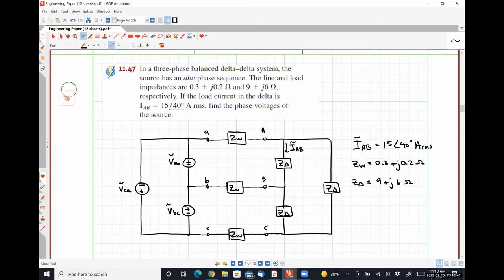A quantity that isn't going to change when we do that transformation is our line currents, right? Because the line current is just the current flowing through the transmission line, and we never do anything to the transmission line. It's always just three sets of transmission lines hooked up like this. So how could we go about figuring out what our line current is?